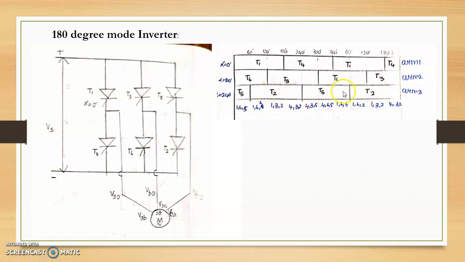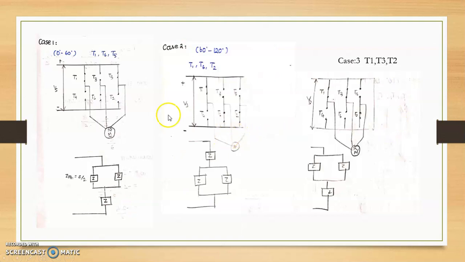And previously we know that when T5 is in off condition, your T2 has to be turned on for the next 180 degree. In reverse manner you have to mark the values. So this will be the basic circuit diagram and the mode of operation of your circuit. Next we will go with the different cases.